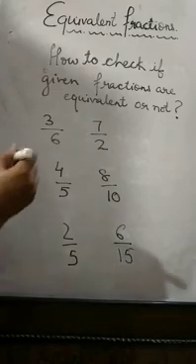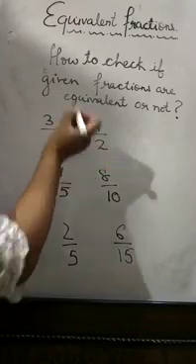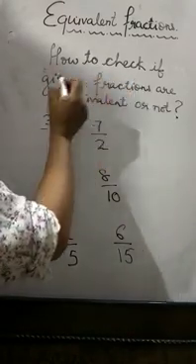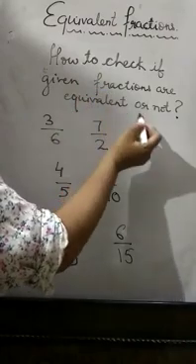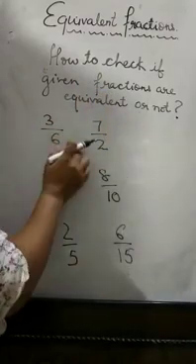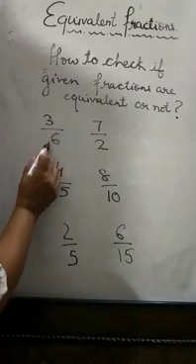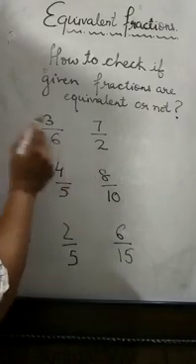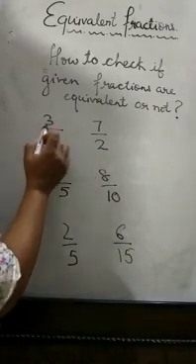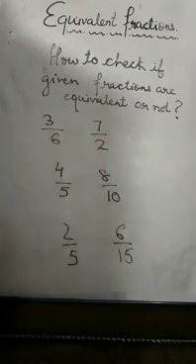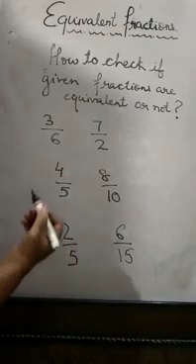So now one last topic of equivalent fractions: how to check if given fractions are equivalent or not. Now we have a pair of fractions given over here, 3 upon 6 and 7 upon 2. If we have to check whether 3 upon 6 is equivalent to 7 upon 2 or not, what can we do? We can use the method which is known as cross multiplication.